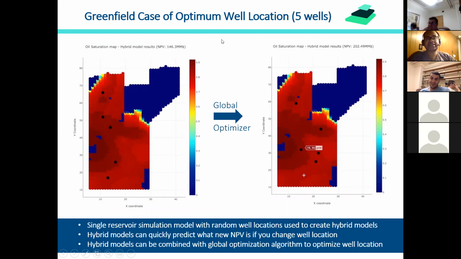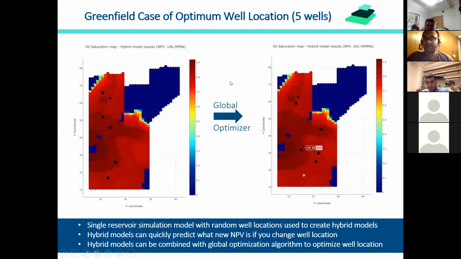These models are also extendable to a greenfield case. Let's say you're trying to develop a reservoir and you have, say, 5 wells, but you don't know where to place those 5 wells. Essentially, we take a similar approach here. You generate a hybrid model, and through that you generate potential locations for those 5 wells, and then we integrate it with a global optimizer.